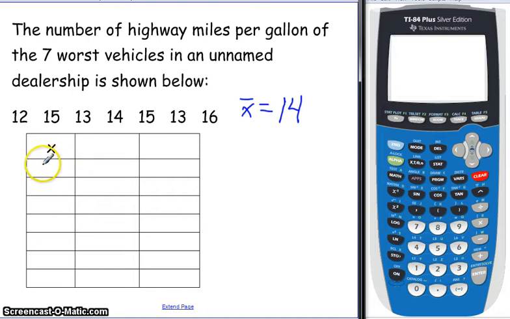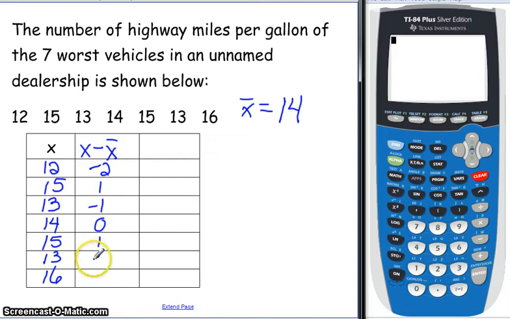Then our next step in our list of data here is to subtract each one of these. We're going to take and subtract the mean from each one. So I'll make another column heading here, x minus x bar. So 12 minus 14, this is a -2, and 1, -1, 0, 1, -1, and 2.